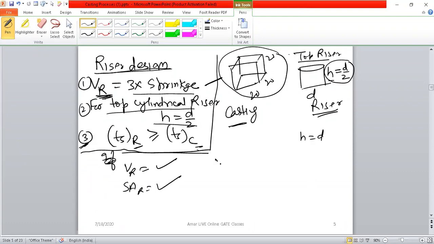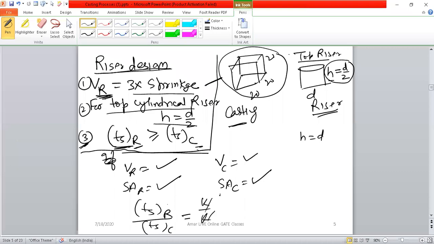We got the volume of the casting, and the surface area of the casting we also know. Then we'll check TS riser divided by TS casting. We'll check the ratio, and K will be cancelled because it is the same mold. So it is volume of the riser divided by surface area of the riser squared, divided by volume of the casting divided by surface area of the casting squared.